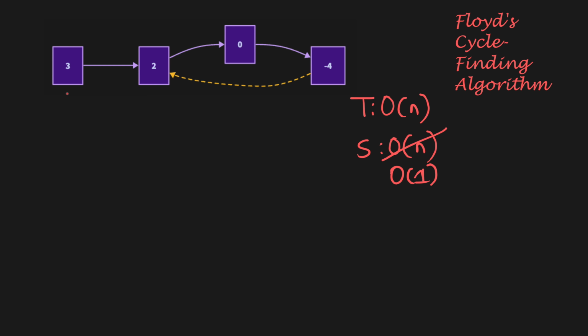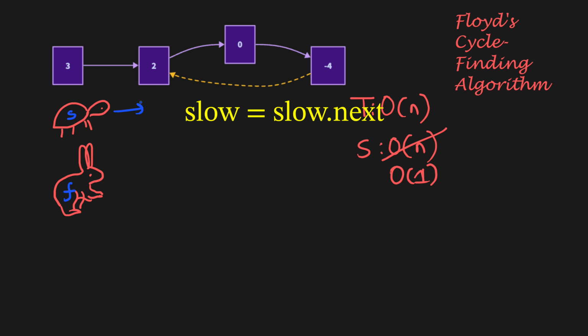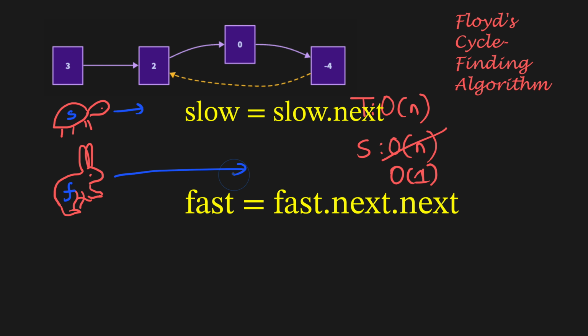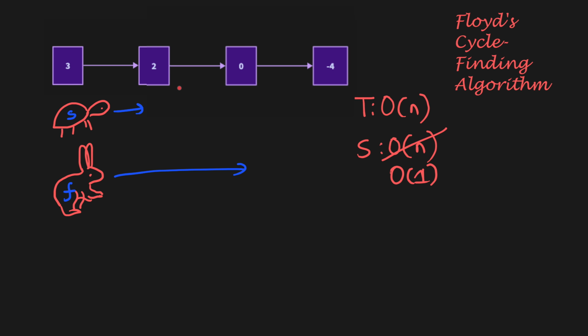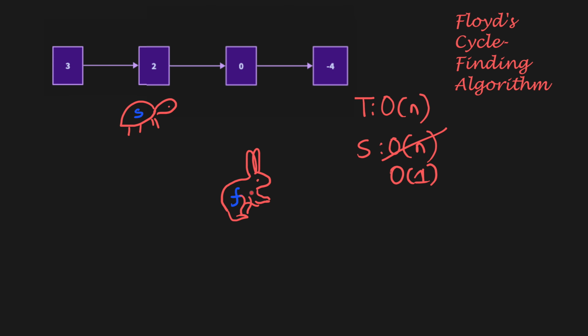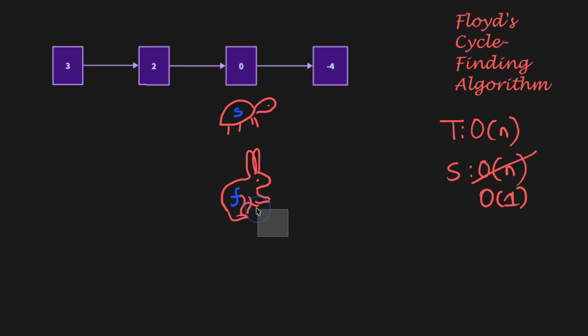A slow pointer, the tortoise, and a fast pointer, the hare. The tortoise shifts by just one node, while the hare covers 2 steps at a time. Now, suppose we have a list like this one. If these pointers keep running on a straight path, it's a no-brainer that the fast pointer will reach the end, the null point of the linked list first. For example, slow pointer jumps to node 2 and fast pointer leaps over to node 0. And then slow pointer walks to node 0 and the fast pointer moves out of the list.